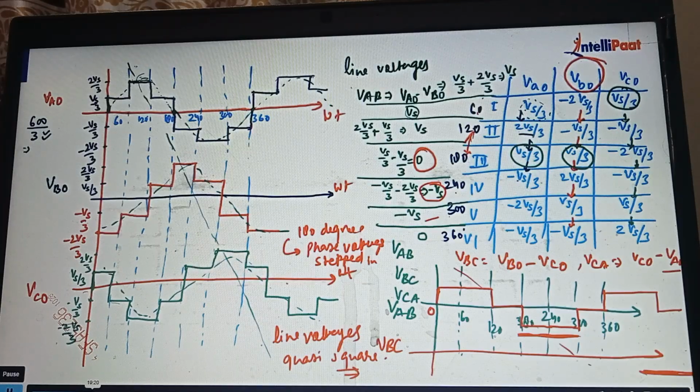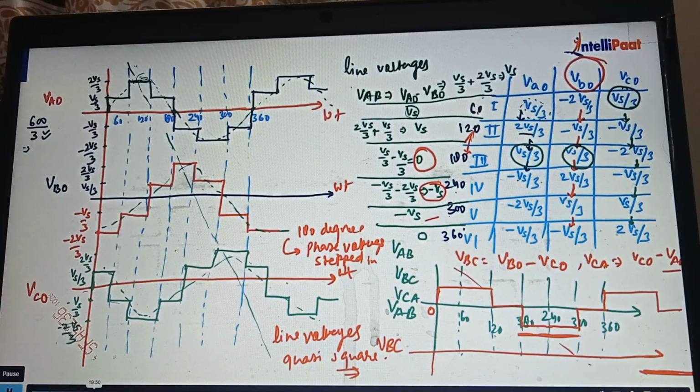Right? So if VAO, VBO, and VCO are the phase voltages, how do we achieve the line voltages? Any idea how we achieve the line voltages? So if you are trying to calculate VAB, how do we calculate it? VAO minus VBO, that will give you the first line voltage.